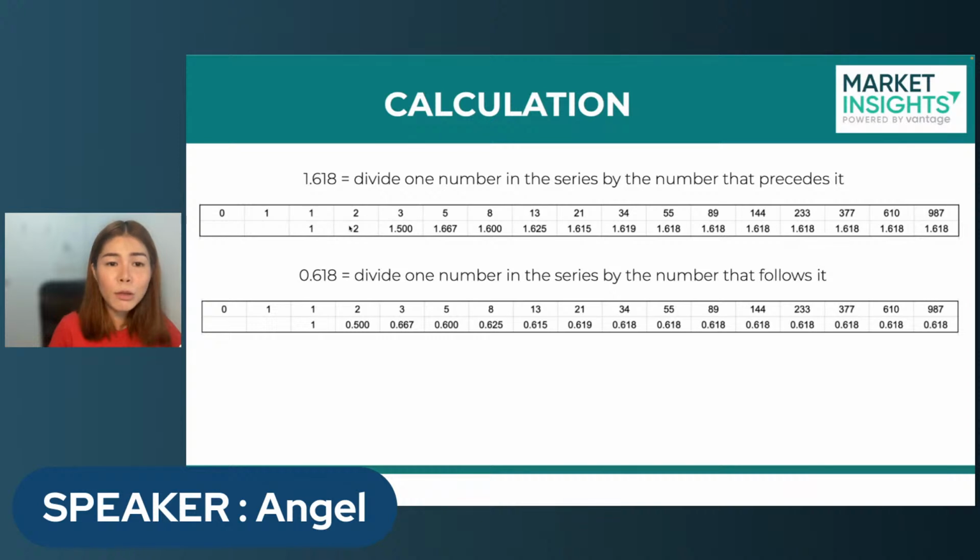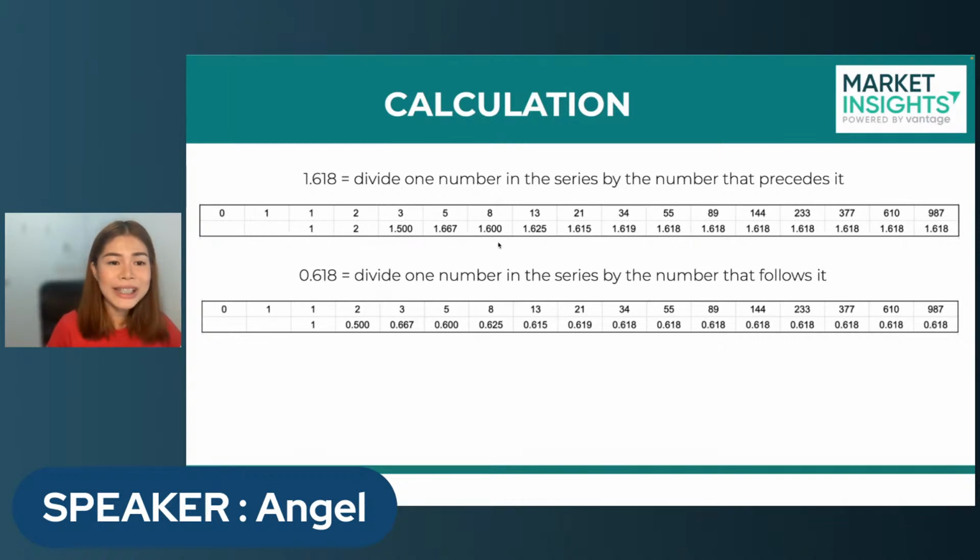Divide one number in the series by the number that precedes it. Therefore, 1 divided by 1 is equal to 1. 2 divided by 1 is equal to 2. 3 divided by 2 is equal to 1.5. The first few numbers don't mean much, but consistently after here, everything else is the same. It's going to give you 1.618.